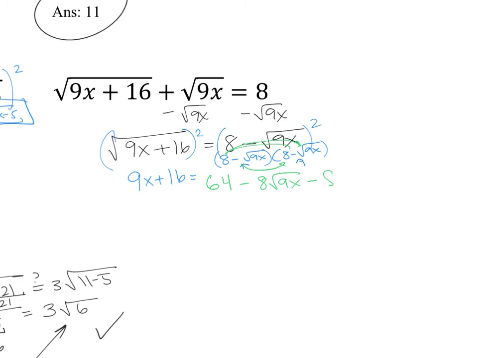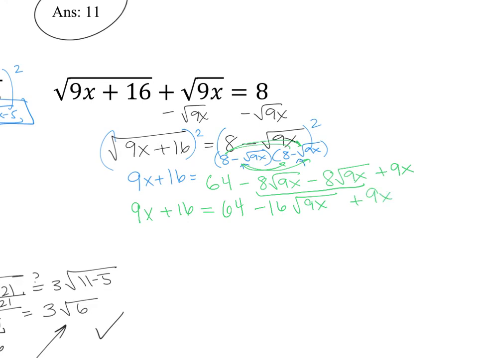Do it again, we're going to get another one. Negative 8 radical 9x. And the last two is going to turn to plus, and that's a radical times a radical. That will end up being just 9x. It cancels out. So I have 9x plus 16 equals 64. These are like radicals, so it'll be minus 16 square root of 9x plus 9x. So we still have a radical going on.